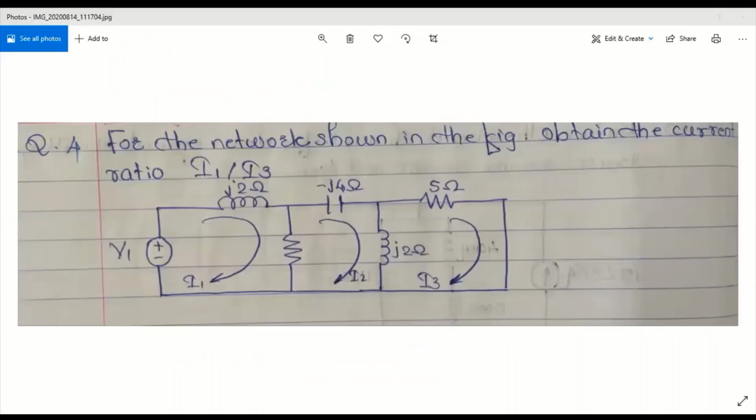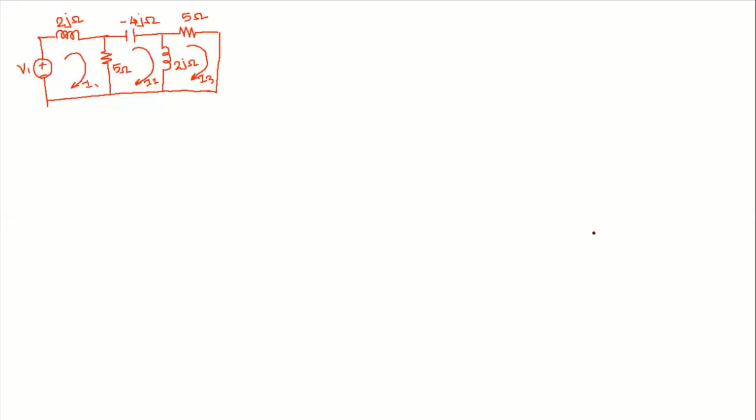We have a question: for the network shown in figure, obtain the current ratio I1 by I3. So we have V1 as a voltage source, 2j ohm, one resistor I forgot to write over here, it is of 5 ohm. All of you make a correction, it is of 5 ohm. Next 4j ohm, it is a capacitor, then a 5 ohm resistor and 2j ohm. The voltage value has already been mentioned. I1, I2 and I3 are the loop currents, already mentioned.